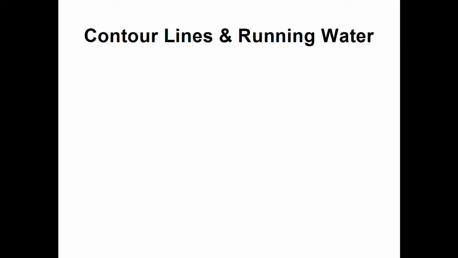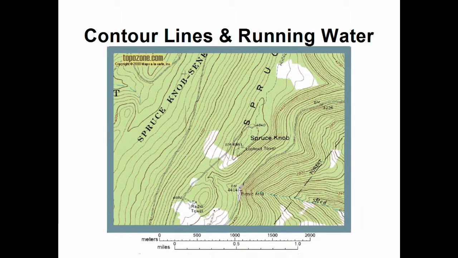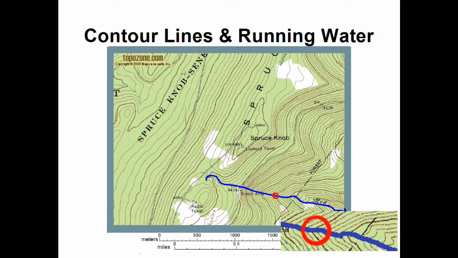What about contour lines and running water? Now this is an interesting little feature. If we look closely at running water and magnify this area where it crosses contour lines as my rivers flow downhill here, you can see that my contour lines do not cross a river in a straight line. Actually, they make a very distinct V shape. One rule that you can remember and write down: the V's that contour lines describe as they cross rivers always point uphill, or toward the head of the river, where it comes from.